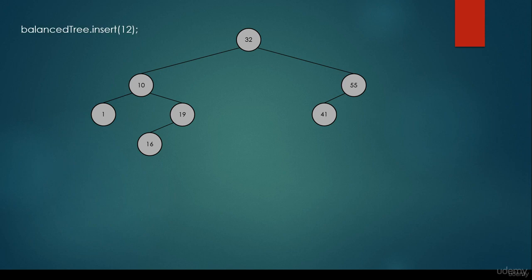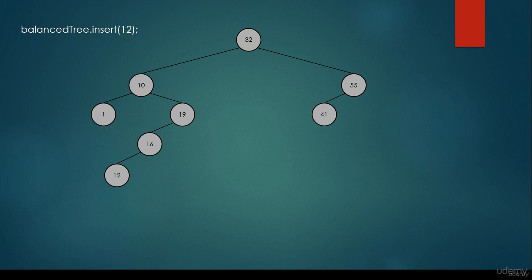Okay, how do we insert? We start at the root node. The 12 is smaller than 32, we go to the left. The 12 is greater than 10, we go to the right. The 12 is smaller than 19, we go to the left. But because the 16 doesn't have any left child, we are going to insert it here.